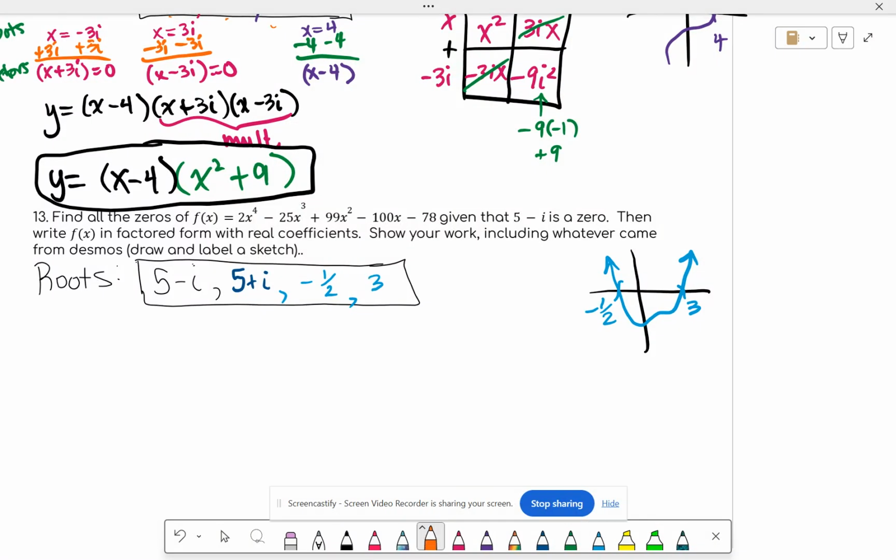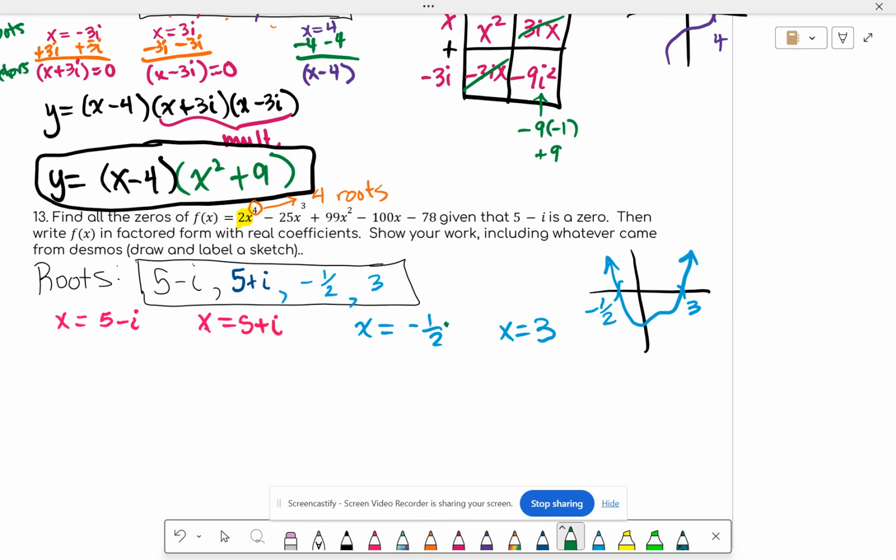And so again, I knew that I was going to have 4 roots total. So since I had 2 complex roots, then I have 2 real roots. Okay, so I'm going to have my x equals 5 minus i for one complex root and x equals 5 plus i for the other one. And then for my real roots, I have x equals -1/2, and then I have x equals 3. I want you to notice that this starts with a 2. So my leading term is a 2x to the fourth. So one of my factors needs to have a 2x in it.